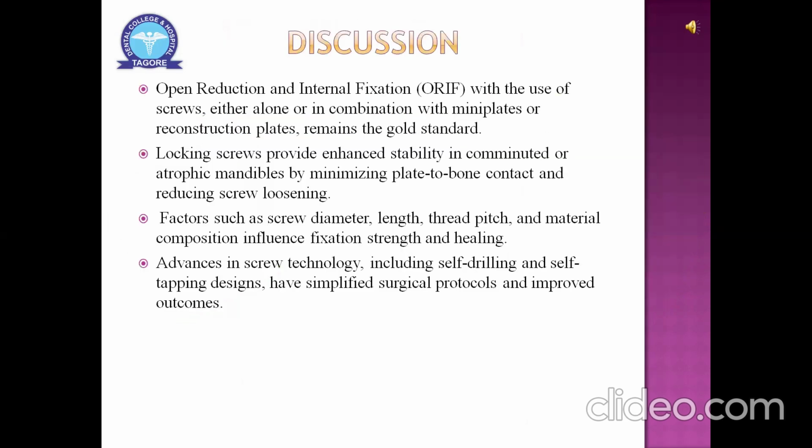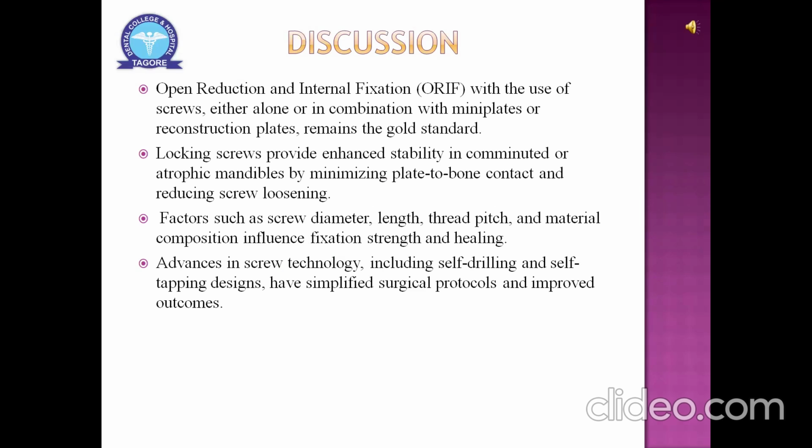In this review, I would state that open reduction and internal fixation with the use of screws either alone or in combination with mini plates or reconstruction plates remains the gold standard of rigid fixation. Lag screws are used for interfragmentary compression. Positional screws maintain the spatial relationship without compression, and locking screws provide enhanced stability in comminuted or atrophic mandibles by minimizing plate to bone contact and reducing the screw loosening.